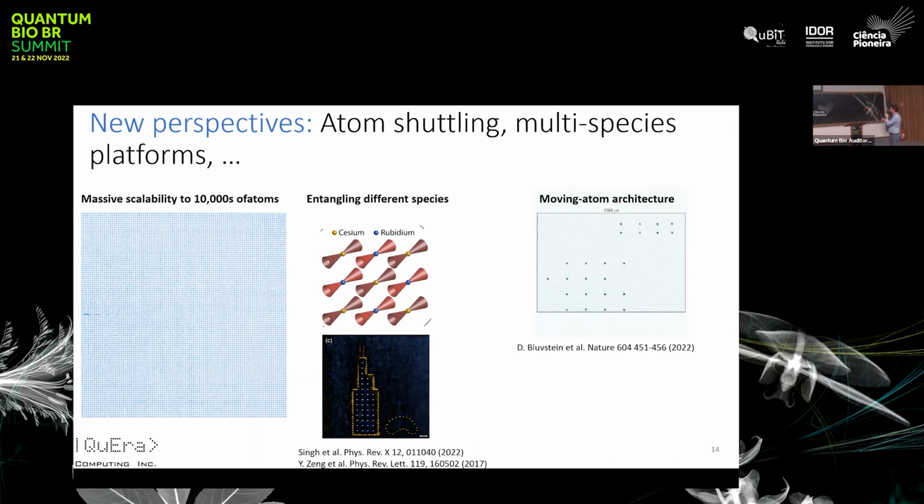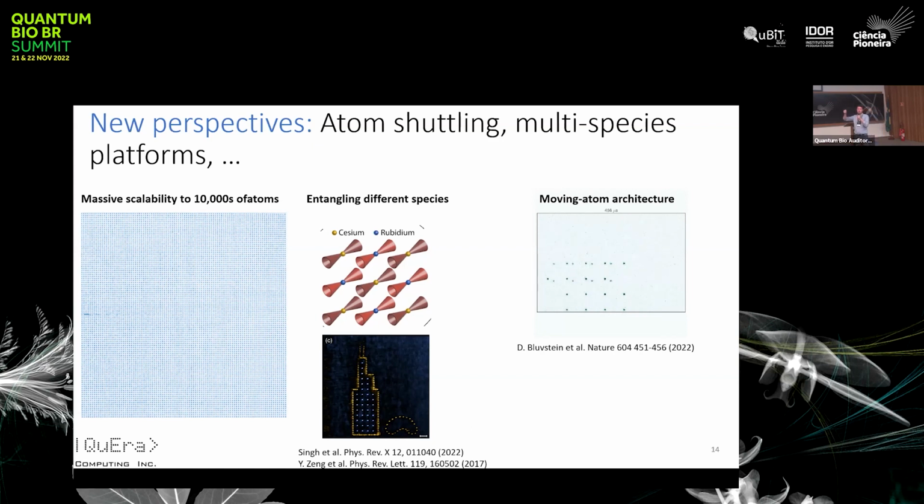The other possible way to proceed, and this is actually something that both Harvard and QuEra are very interested in, is this so-called qubit shuttling or moving atom architecture. So what you see here is that during the time evolution with our Rydberg Hamiltonian, we can actually move the atoms to different parts of our lattice. So what are the implications of that?